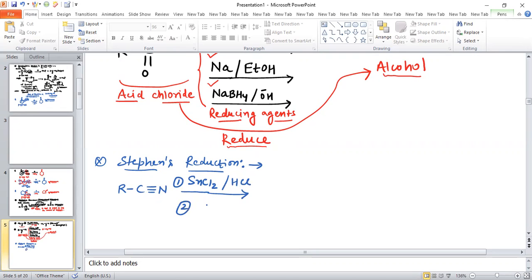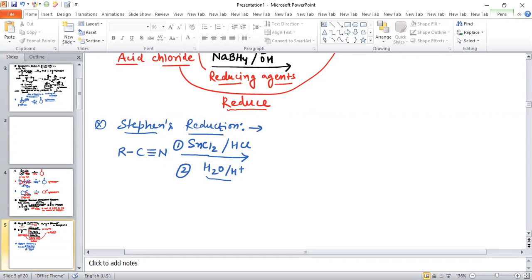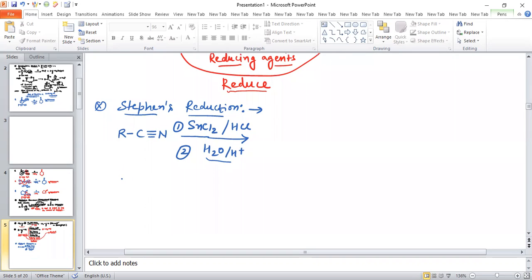And in the second step, we use hydrolysis. Hydrolysis means reaction of water in acidic medium. So you can easily identify this reaction. So this is basically a reduction. If you want to know a little bit of the mechanism of this reaction, it will be like this.